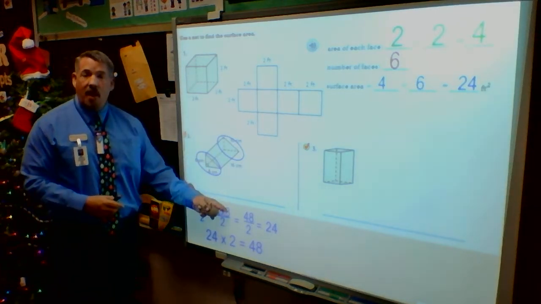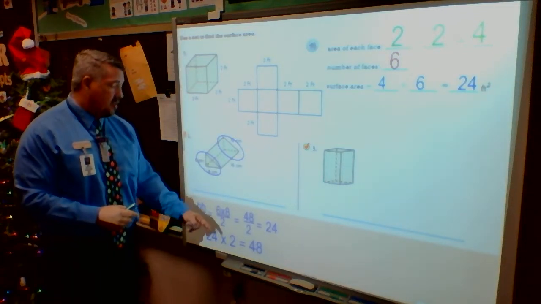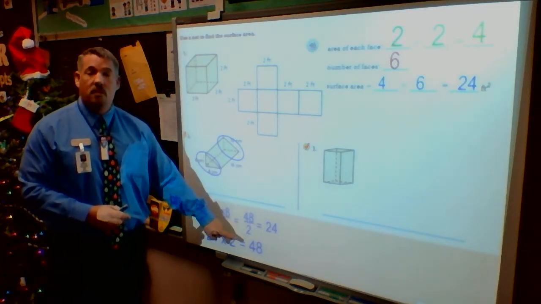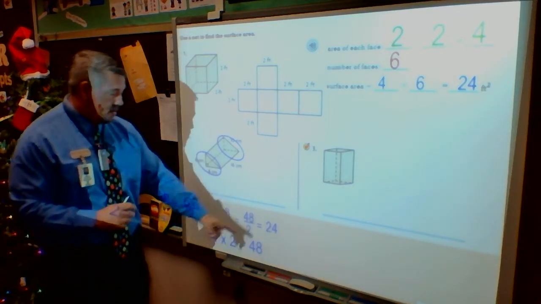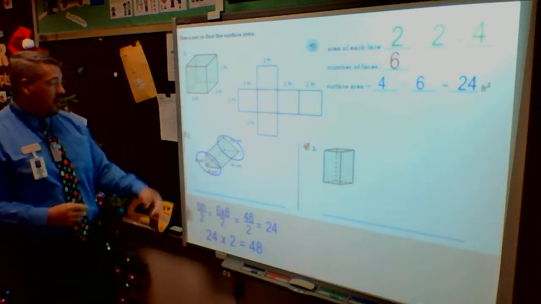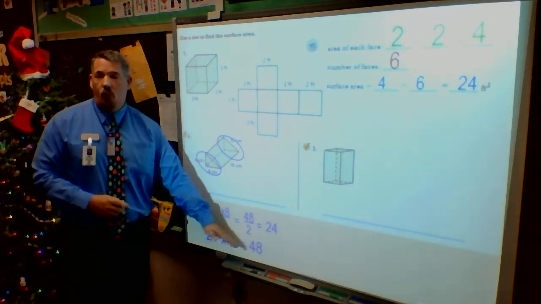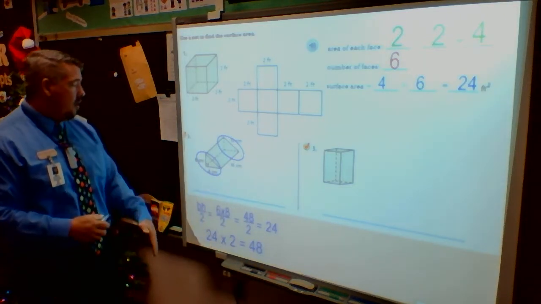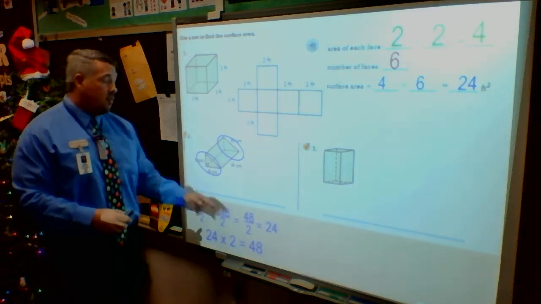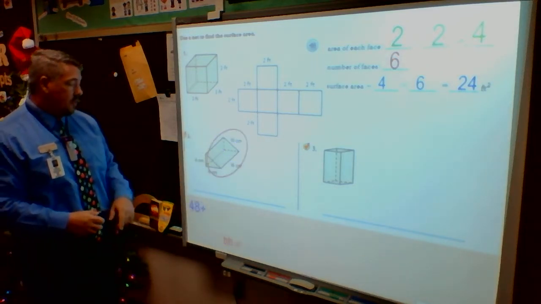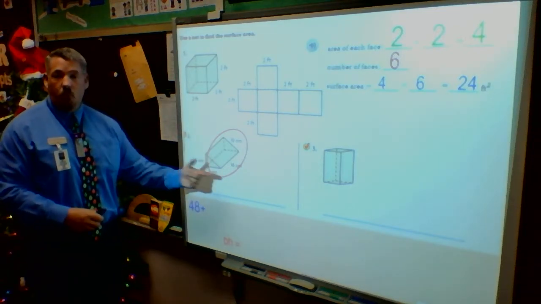So 6 times 8 divided by 2. And 6 times 8 is 48, divided by 2 is 24. Because there are 2 of them, I have to double 24, which takes me back to 48. So I know that my triangle areas are 48 square centimeters. I keep that, and then I go on to my 3 different rectangles.